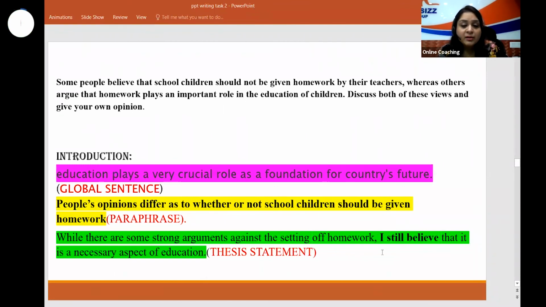Now the examiner is getting the idea that you are favoring that education or that homework part, that it must be included. So this is my introduction. How you can write your introduction in this part. That's it. Global sentence, paraphrase, thesis statement.